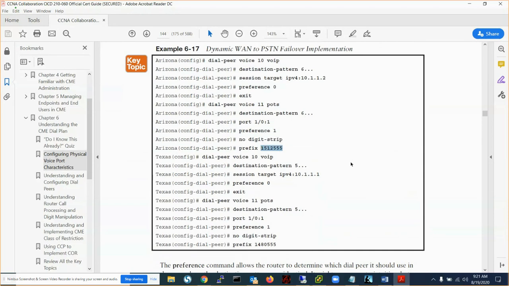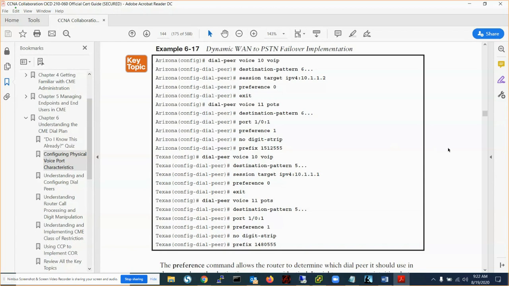So let's say you're calling 6000 and it's going through the PSTN, not over the IP WAN. You can't send the 6000 through the PSTN. You have to send a PSTN number. So it will be 1512555 6000, and that will ring the phone in Texas.